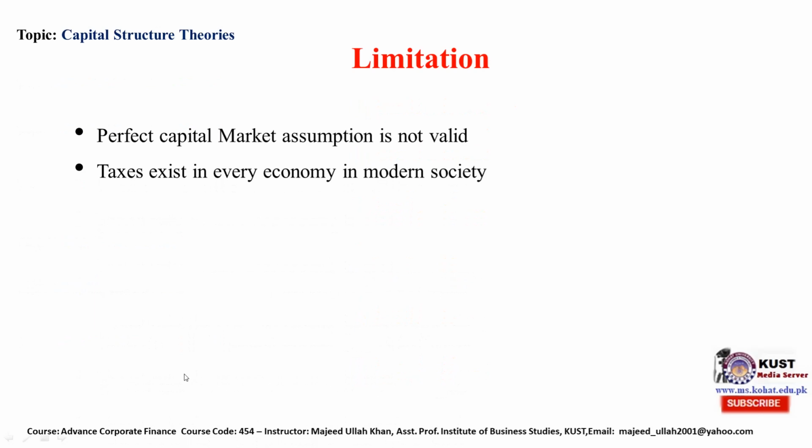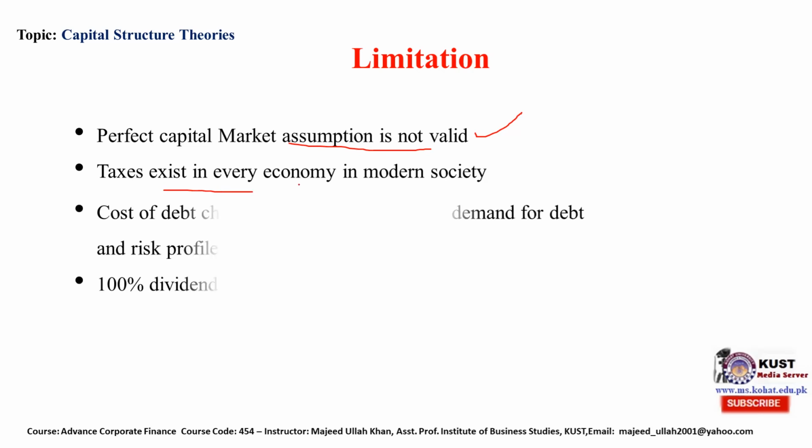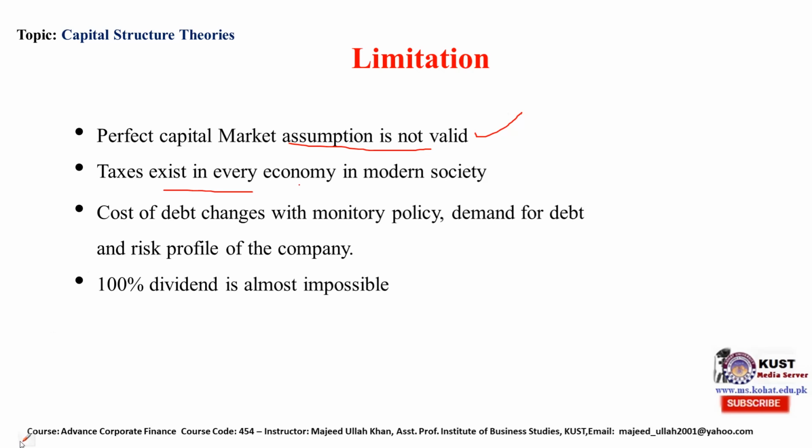What are the limitations of these approaches? The perfect capital market assumption is not valid, as we discussed at the start. Taxes exist in every economy in modern society. Cost of debt changes. Why does it change? Because of the monetary policy of the country, demand for debt, and the risk profile of the company. These are the three factors which cause the cost of capital to increase. And 100% dividend payout is almost impossible.